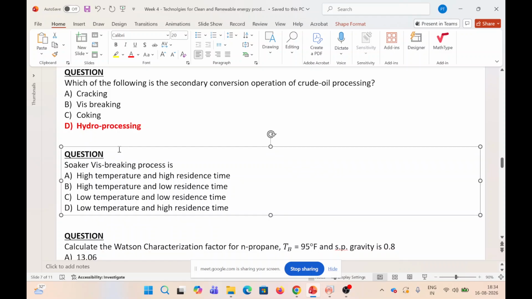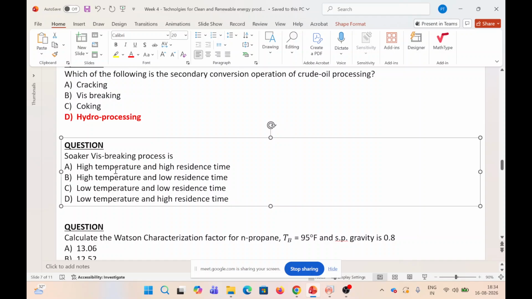I hope there are no doubts. Again and again I am asking: in case you have any, please let me know, or else it's fine. So the next question is, soaker visbreaking process is: high temperature and high residence time, high temperature and low residence time, low temperature and low residence time, or low temperature and high residence time. Anyone? I think this also we discussed when I was talking about the concept of the soaker visbreaking process.